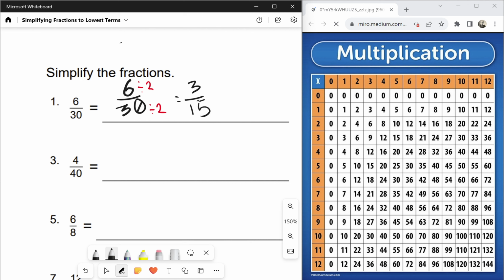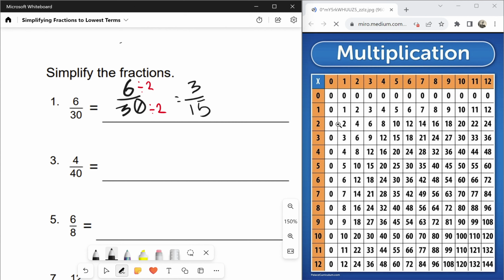So, this is definitely lower terms. The question is, is it lowest terms? Is this the lowest terms version of the fraction? Can I think of any number that I can divide 3 by and end up with a whole number, and I can also divide 15 by and end up with a whole number? Can I divide 3 by a number and end up with a whole number, and 15 by the same number and also end up with a whole number?